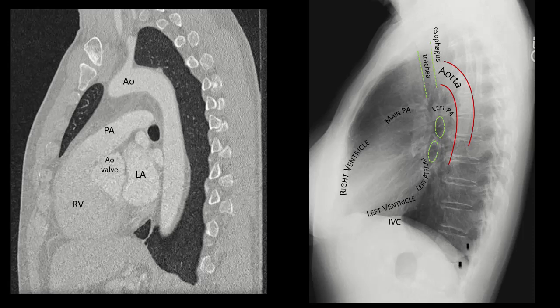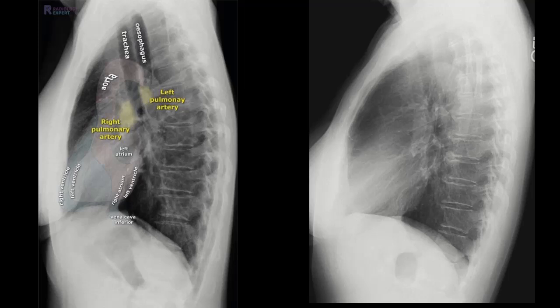Finally, note the sharp and deep costophrenic angles adjacent to the spine. This is really important because a lateral chest X-ray is the most sensitive to detect even 100 milliliters of fluid in the pleural space. You would need double that on a PA view to see it clearly.